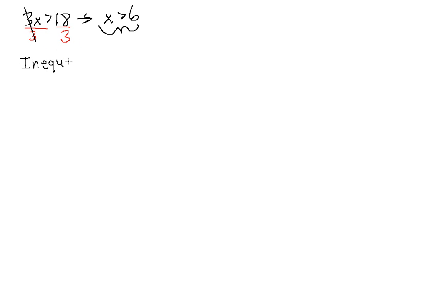So the first type of notation we have is called inequality notation. And that's basically what we have up here. We have our variable in relation to a given number or set of numbers, and it's combined with an inequality symbol, in this case a greater than sign. So inequality notation is x is greater than 6.